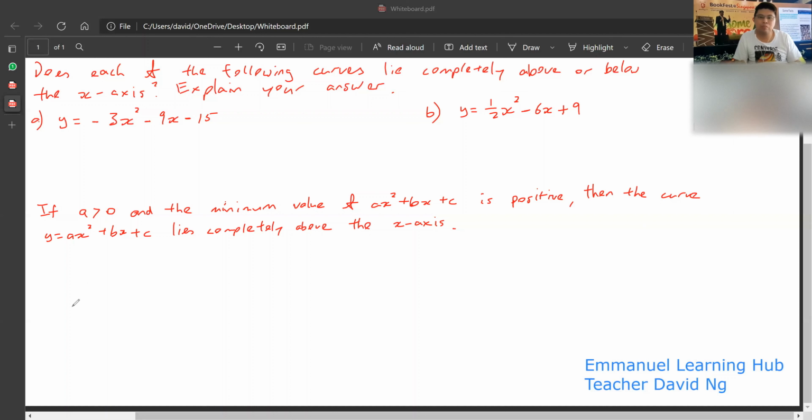So minimum curve. So it's a U shape or N shape? U shape. Then they said that the minimum value is positive. It will be like this, right? Yep. Minimum value is positive. Then the curve lies completely above the x-axis.